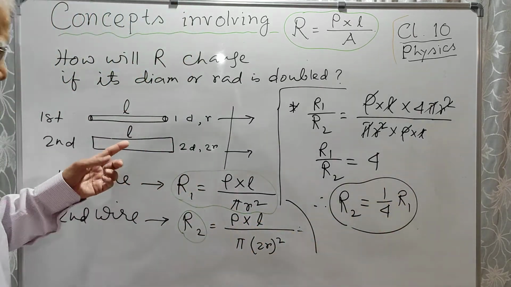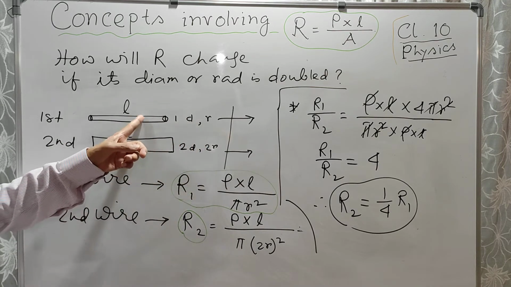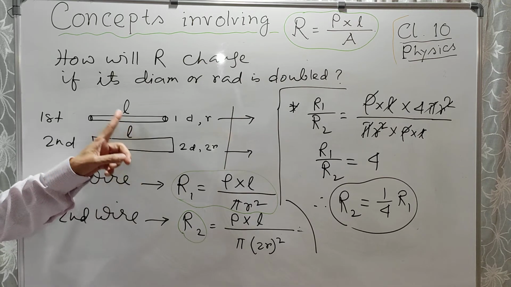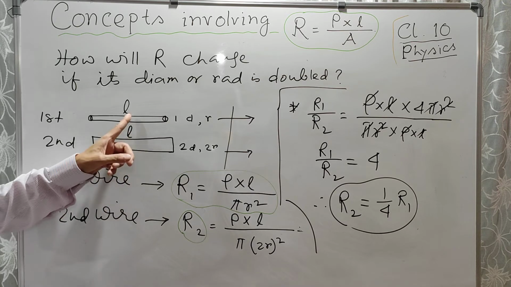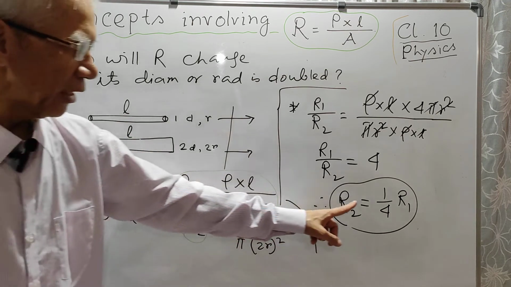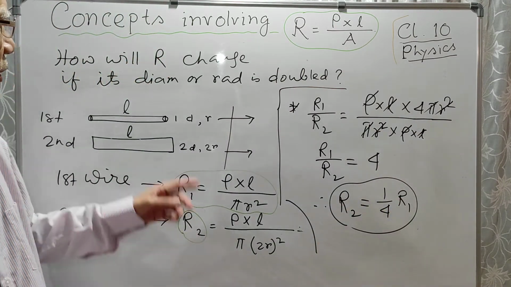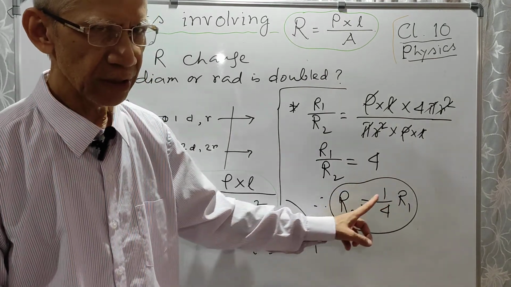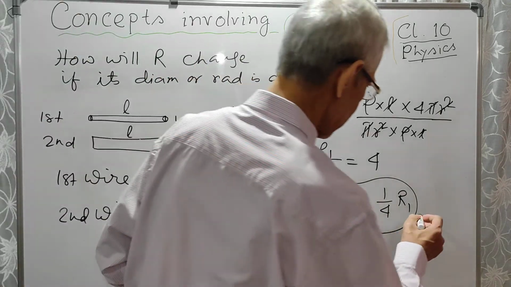Obviously, now you see, you have increased the radius, you have increased the diameter, so the thinner wire has become thicker. The thicker wire has less resistance, thinner wire has more resistance. So the thinner wire has been made thicker, therefore resistance will decrease. It has decreased to 1/4 of the original. So what will be the answer? The resistance will be reduced to 1/4 of the original resistance. So this is the answer.